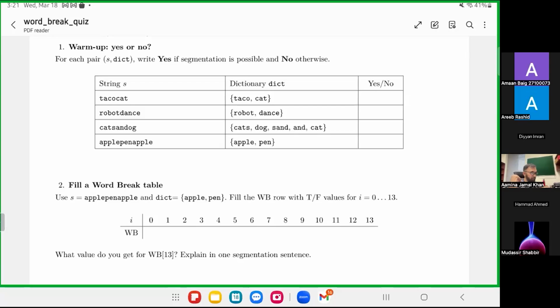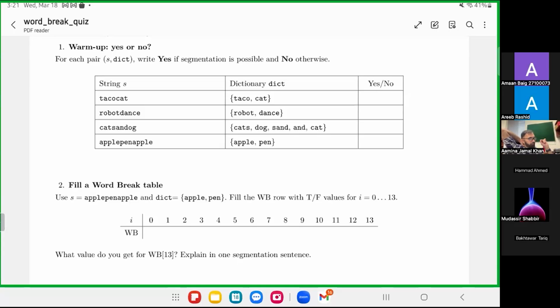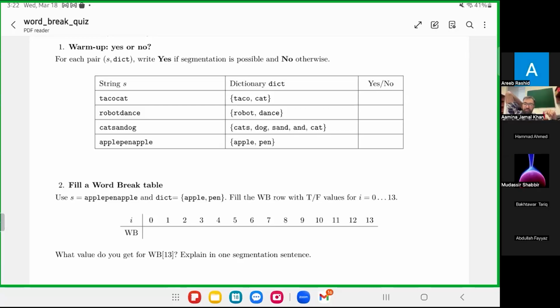So the final question is, can you construct string S using the words from your dictionary? Since this string contains 13 letters, WB of 13 should be yes if the answer to the fourth part of the first question is yes. If that answer was no, then WB of 13 should be no. Now you have to hypothetically think about what WB of i means. For example, what should WB of 0 be?